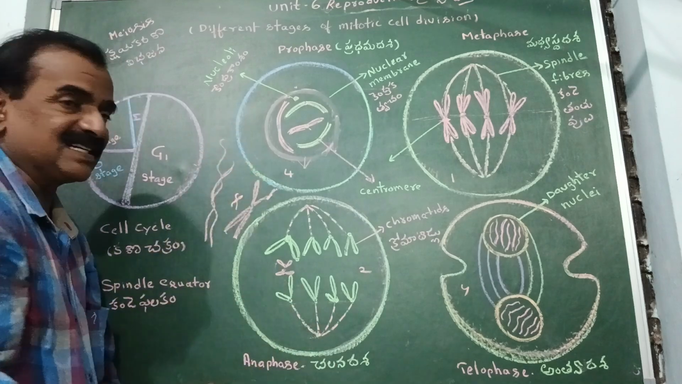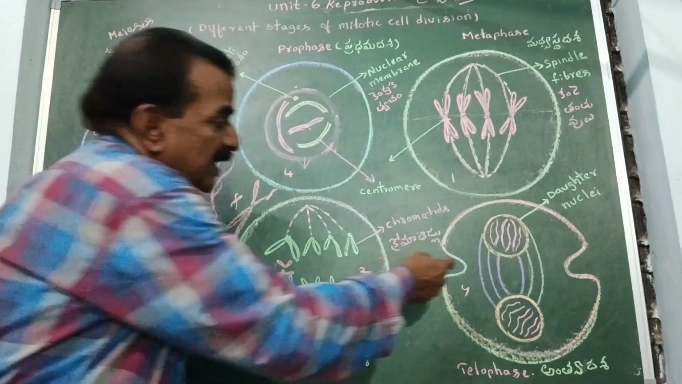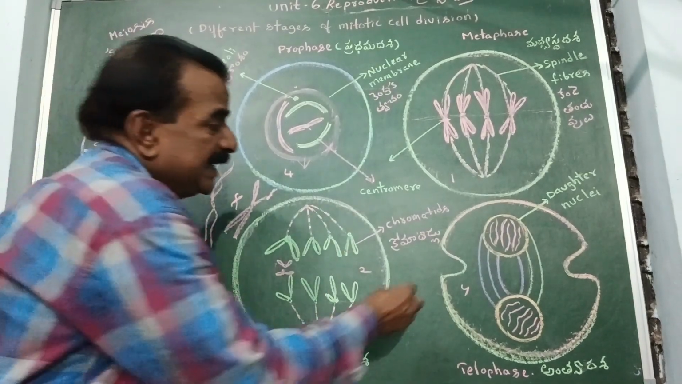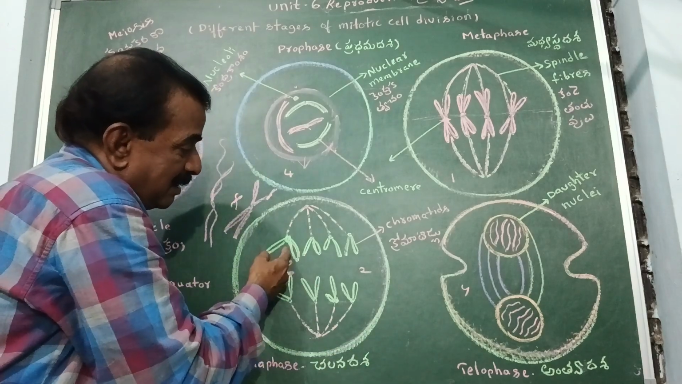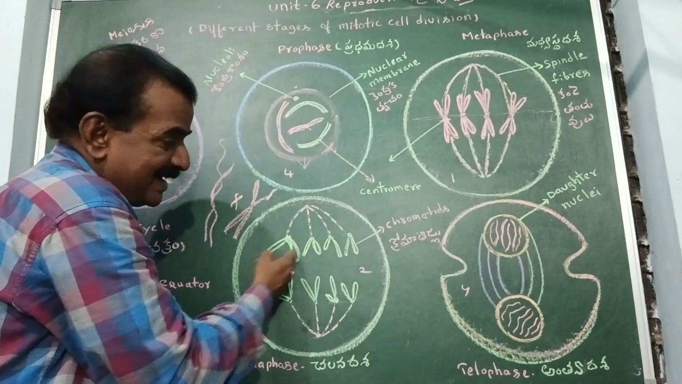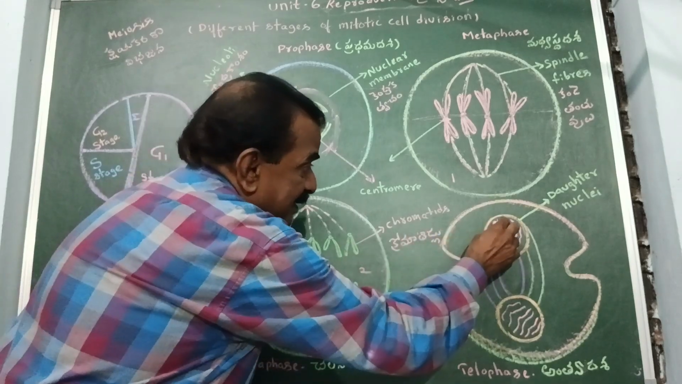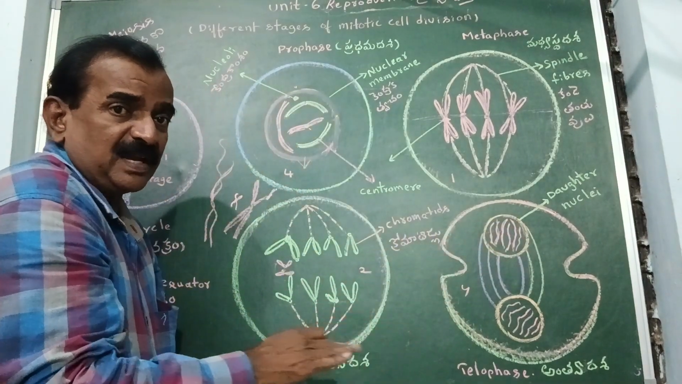So that stage is called anaphase. In telophase, that is the last stage. In telophase, you see here the cell gets pinched off, and all these are the chromatids, and they become chromosomes. So here these chromatids become chromosomes, and become elongated.